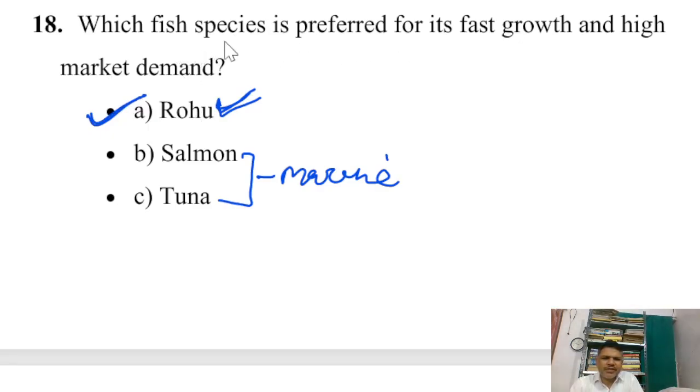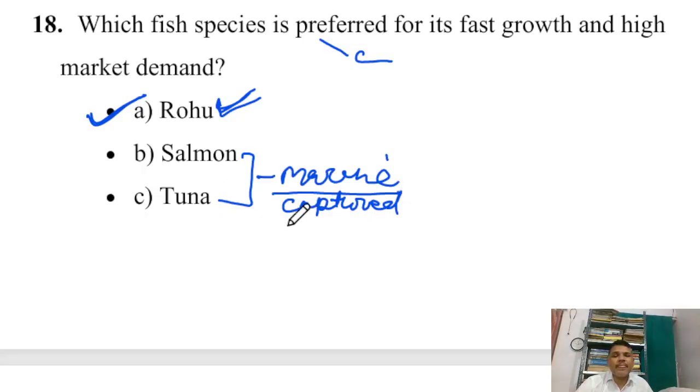This species is preferred for culture activity, and salmon and tuna are captured fish, most often captured from marine water. So their culture is still very limited in India. So the correct option here is option E.